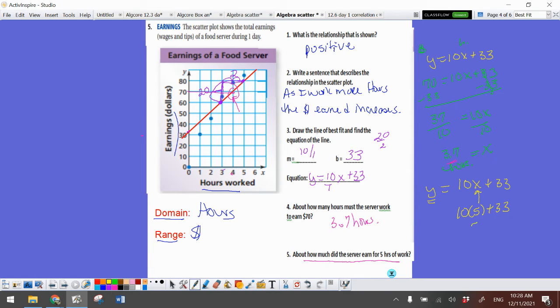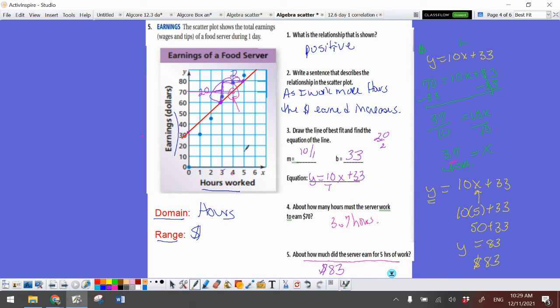So 10 times 5 is 50. 50 plus 33 is going to bring me to 83. So I know that I'm going to make approximately $83. Okay, approximately $83. Let's see how close we were.